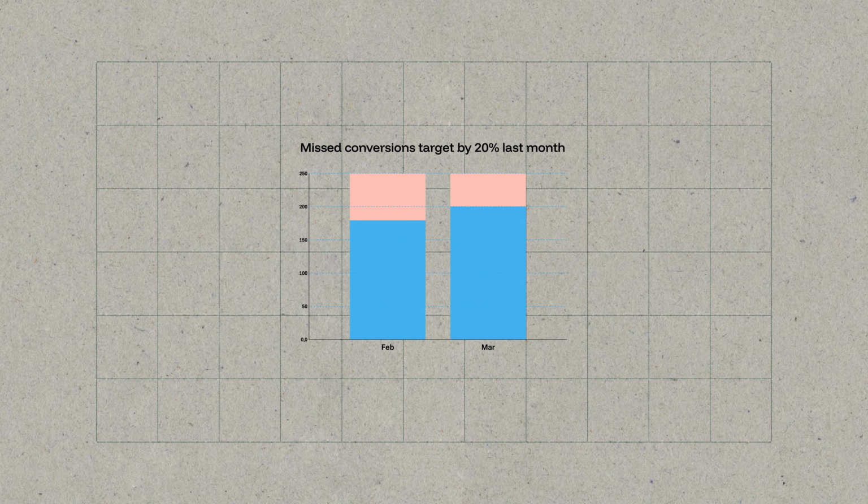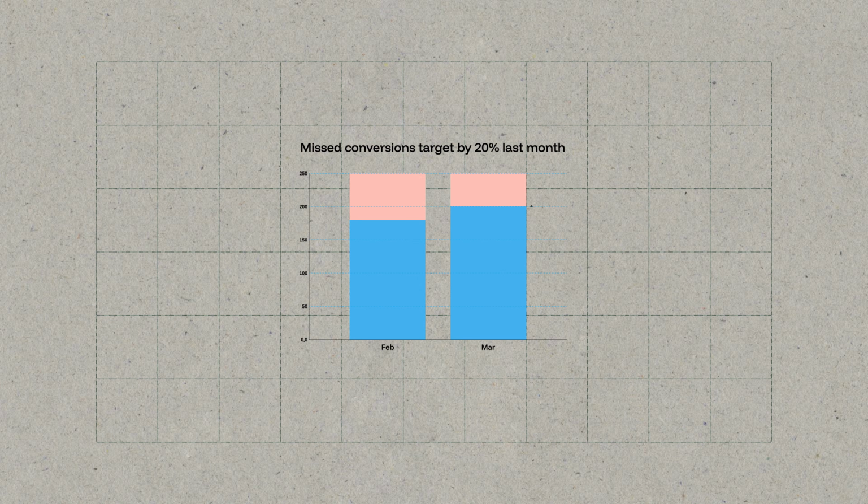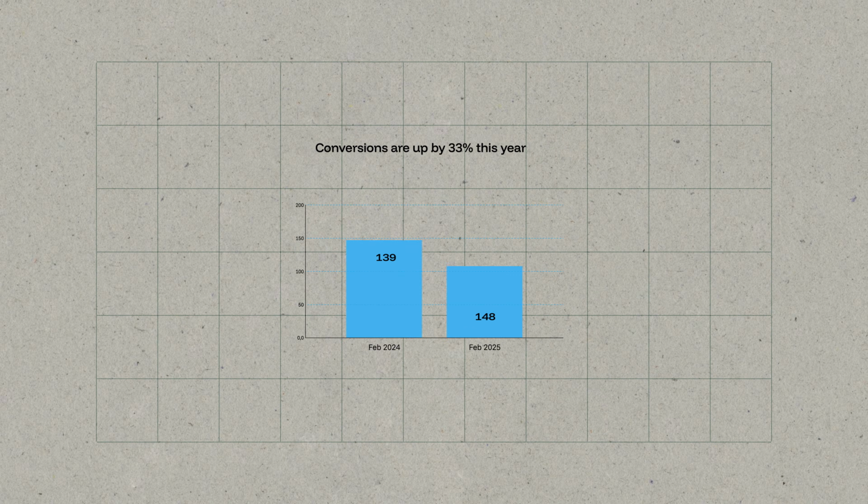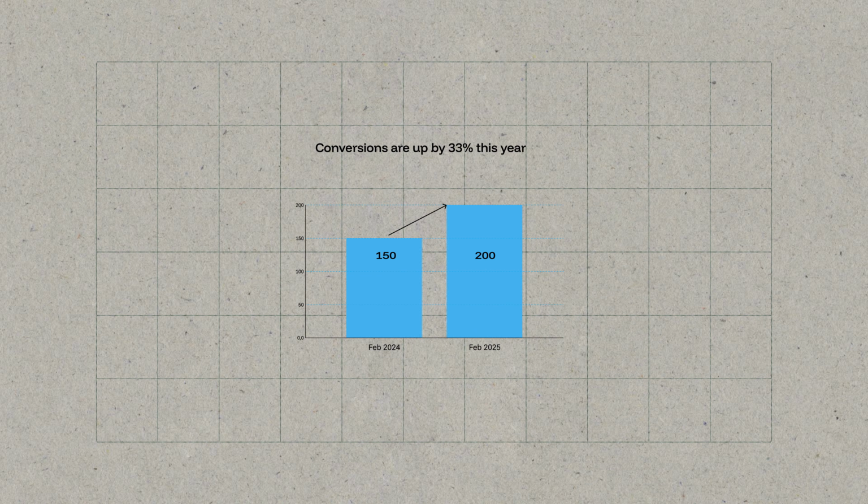Or try this. Your goal was 250 conversions. You hit 200. You are 20% below target. Now you know you have a problem to solve. Or compared to last year, the same month last year generated 150. This year generated 200. You're up 33% year over year. Now you see a growth trajectory. Context comes from comparison. The previous period shows momentum, year over year shows trends. Goals show performance against expectations. Without comparison, numbers sit alone and tell you nothing.